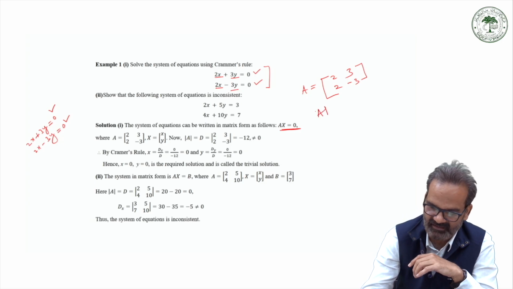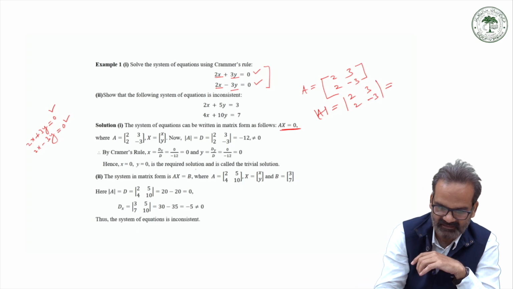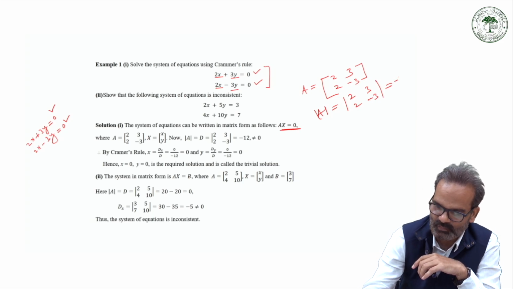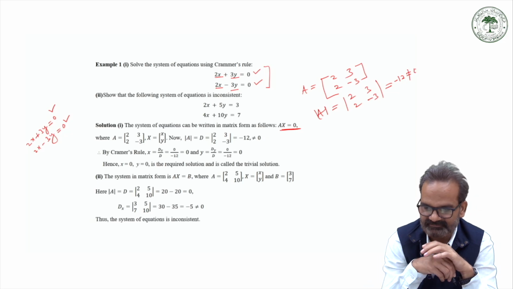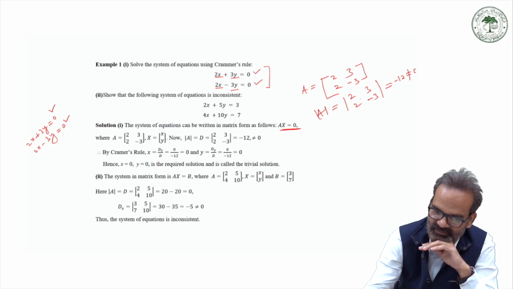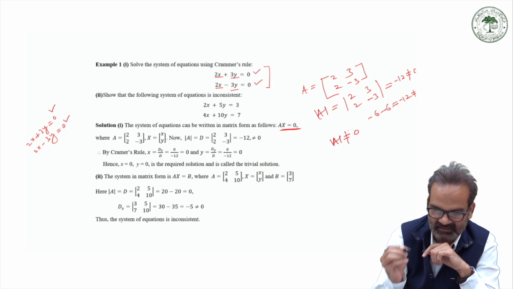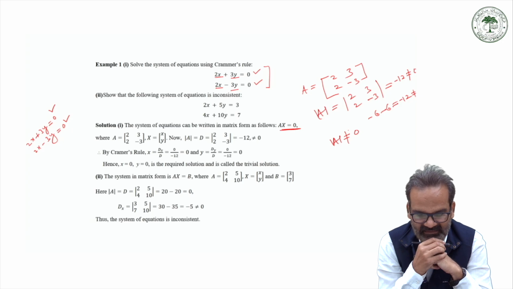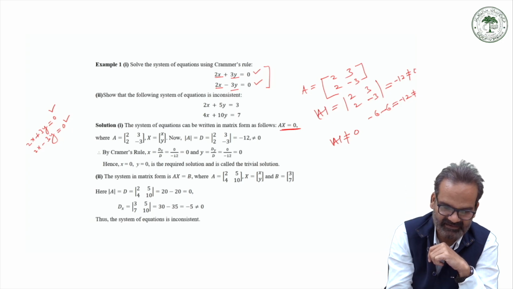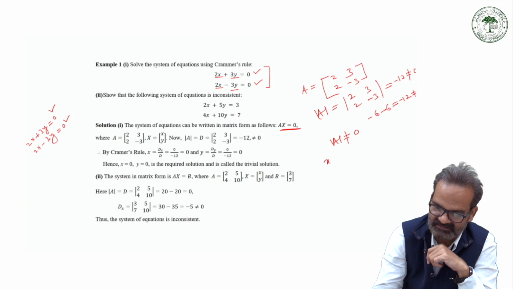Now the determinant of A will be written as 2, 3, 2, minus 3, and if you simplify it, it comes out to be minus 6 minus 6, you will get here minus 12. So this is not equal to 0. So what we are getting here is the determinant of A is not equal to 0. So by Cramer's rule, x is equal to Dx upon D, that is 0 upon minus 12, which is 0, and y is 0. So x is equal to 0 and y is equal to 0 means trivial solution, right?